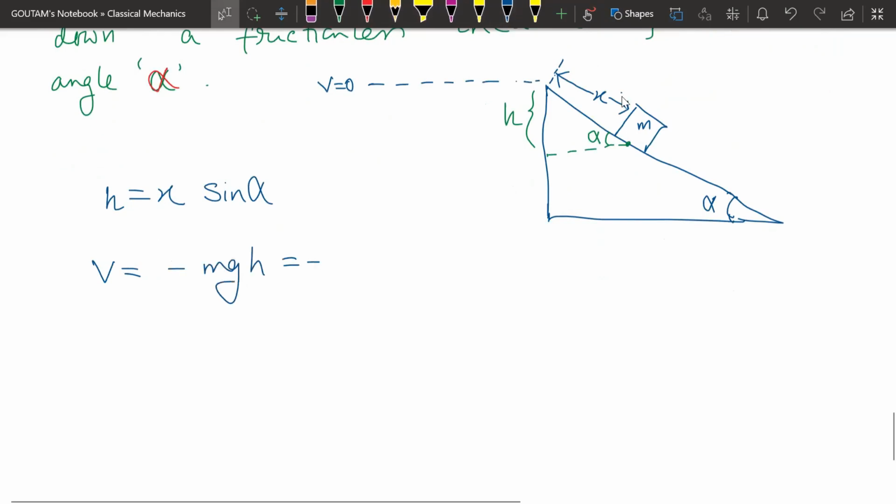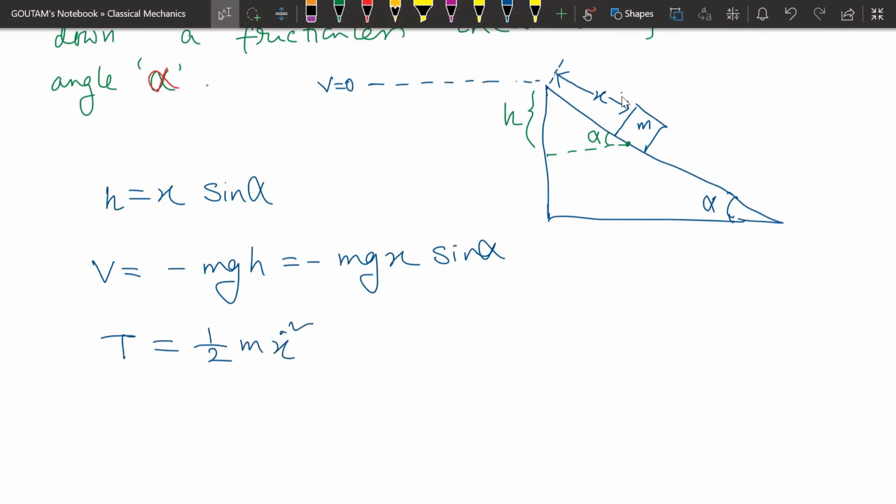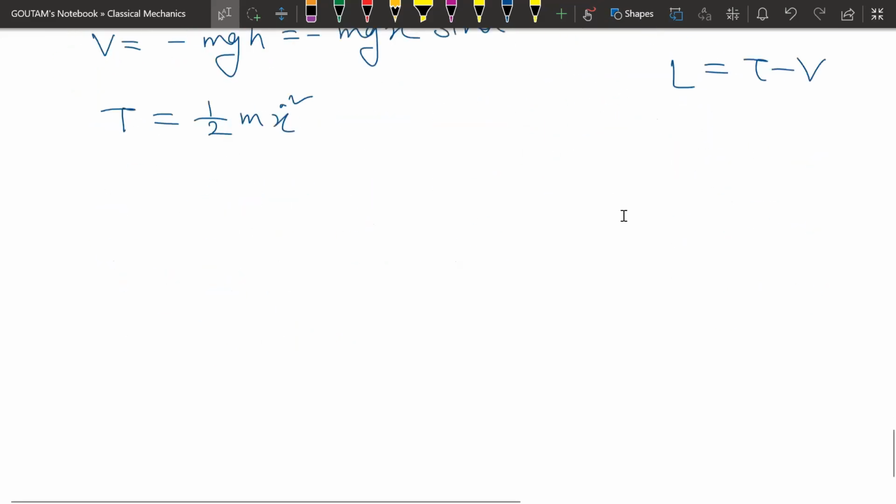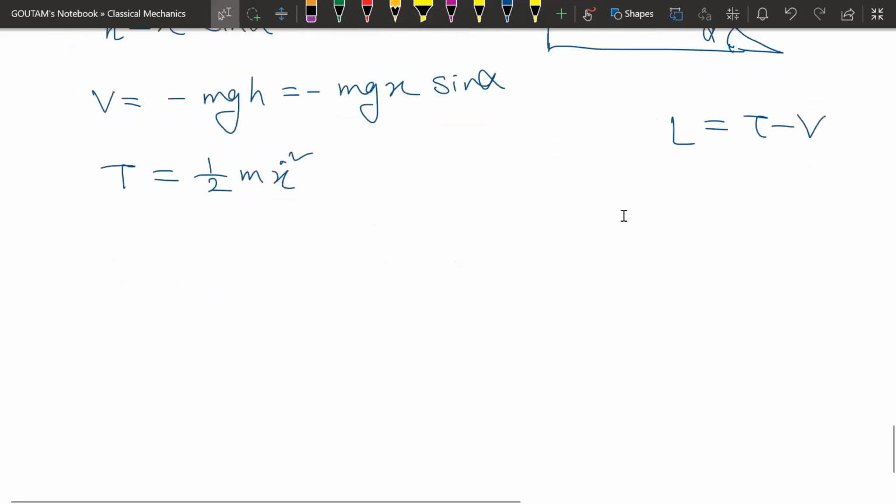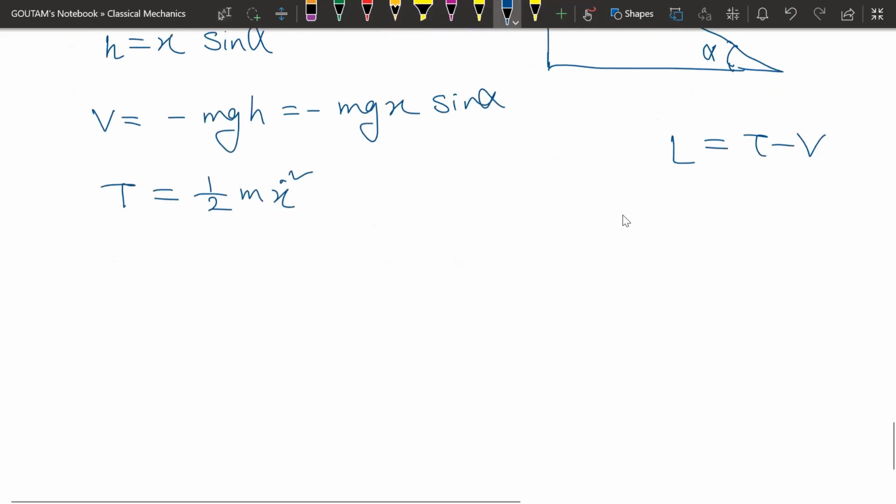which will be minus mgx sine alpha, and the kinetic energy T will be half m x dot square. Now you will find the Lagrangian by T minus V. Then if you solve the Lagrangian equation of motion, you will get x double dot, which is the acceleration of the particle, equal to g sine alpha. This is the answer.